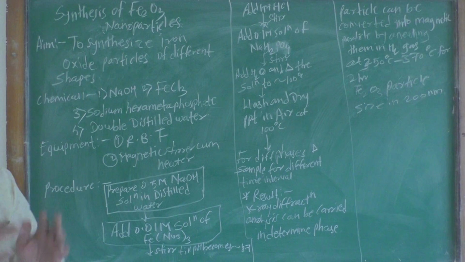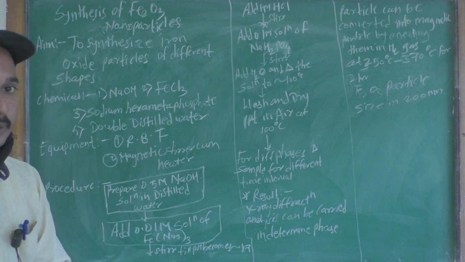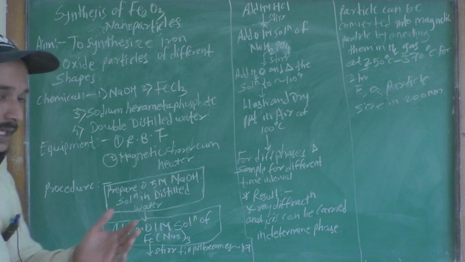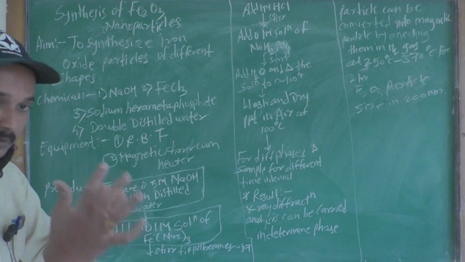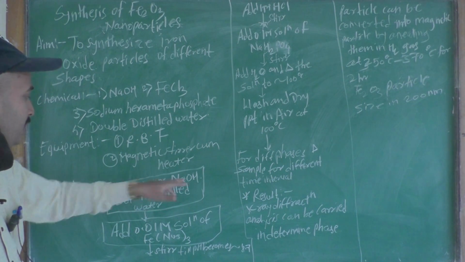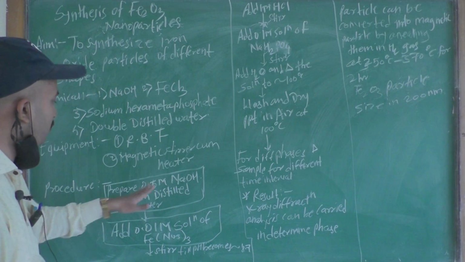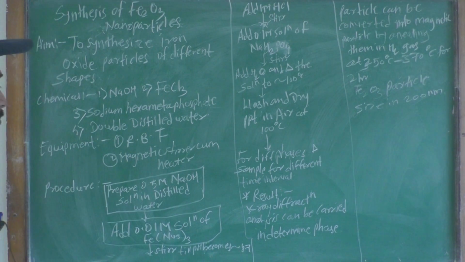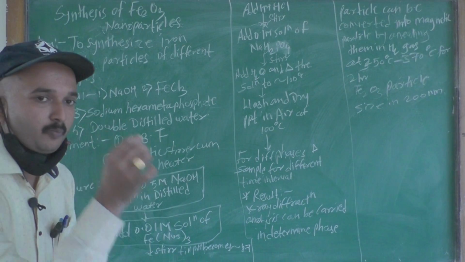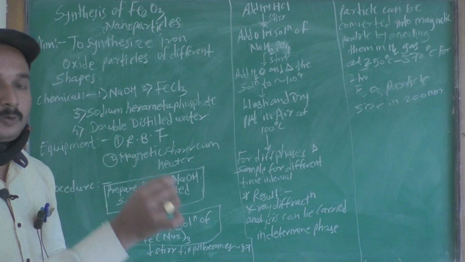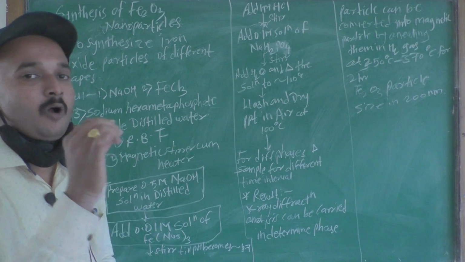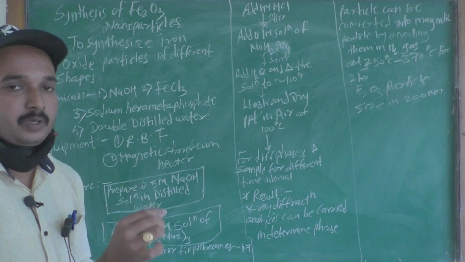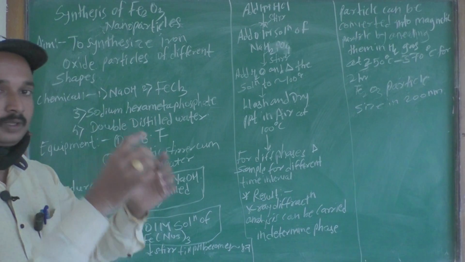Now the procedure, which is useful to form the Fe2O3 particles. First, take the RBF. In this RBF you have to first prepare a 0.5 molar NaOH solution in distilled water, that is, a 0.5 molar concentration of NaOH in distilled water.